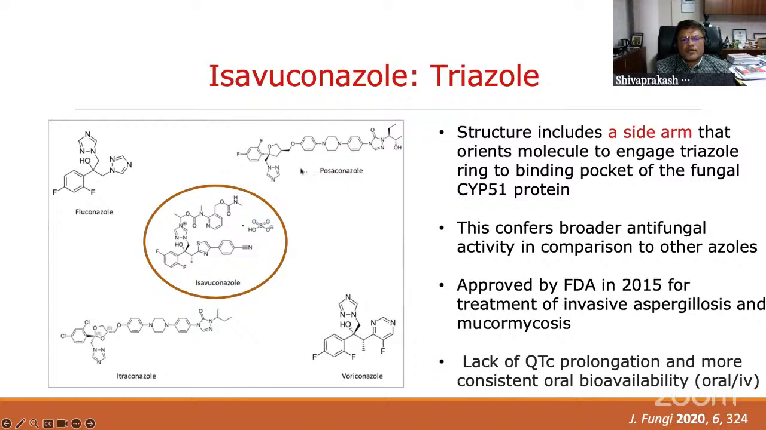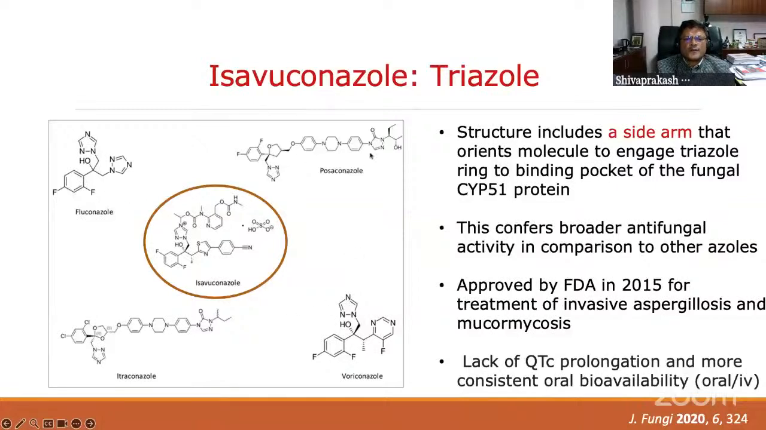So you can see the structures. Voriconazole has a rounded structure, while itraconazole has an elongated structure, so there is a problem with absorption. Isovuconazole and fluconazole have rounded structures, so absorption is very, very good. We do not have absorption issues with isovuconazole, voriconazole, and fluconazole.